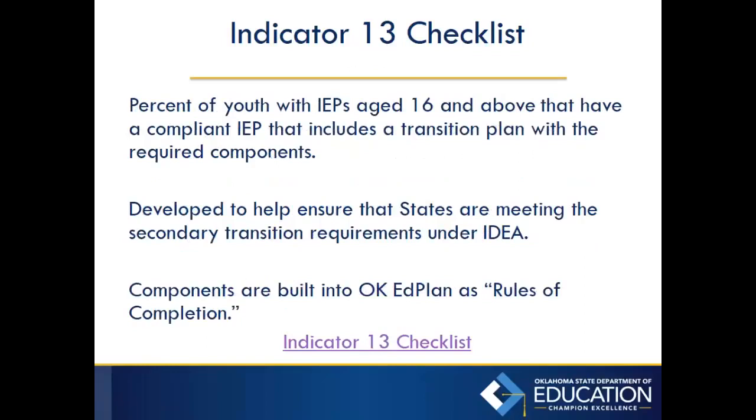The Indicator 13 checklist is the secondary transition indicator. It is the percent of youth with IEPs ages 16 and above that have a compliant IEP that includes a transition plan with the required components. The Indicator 13 checklist was developed to help ensure that states are meeting the secondary transition requirements under IDEA. OSDE is required to report this data to the Office of Special Education Programs.